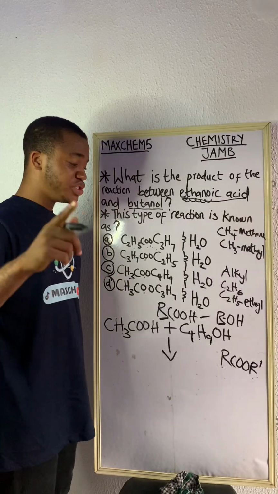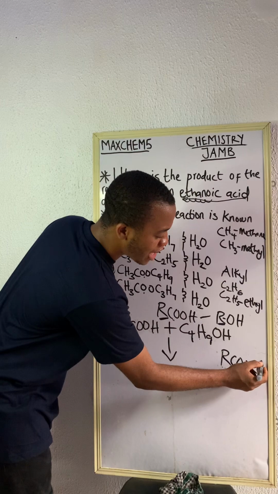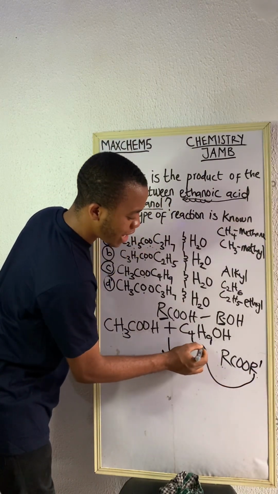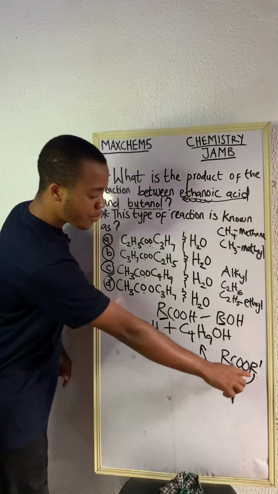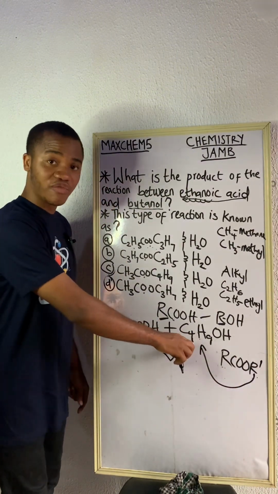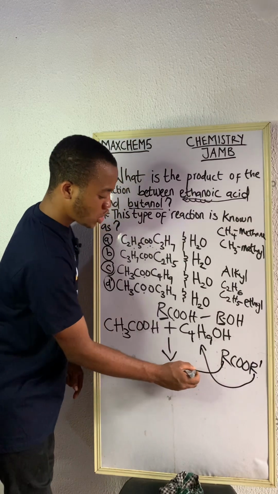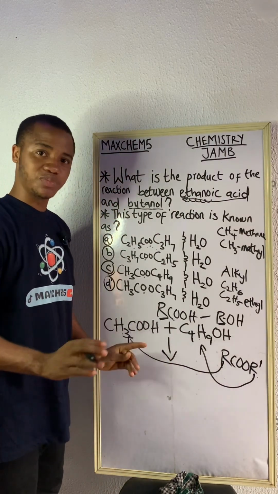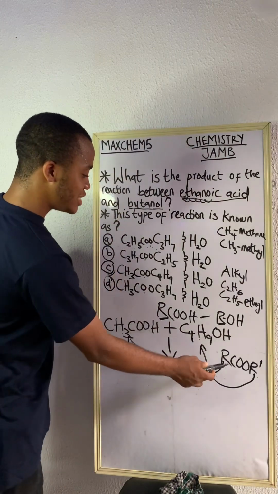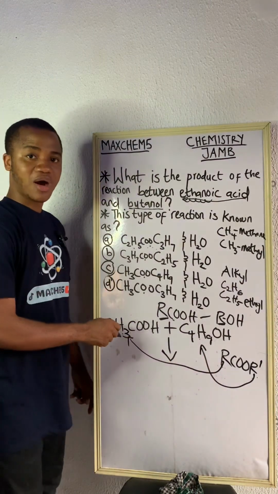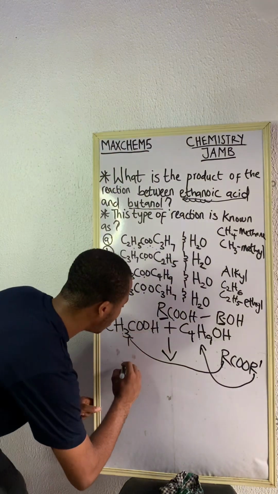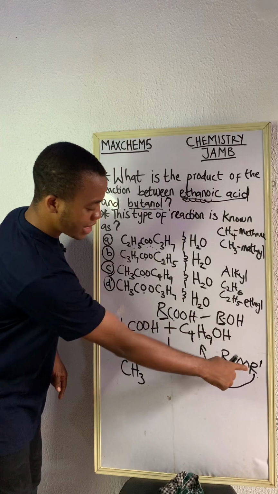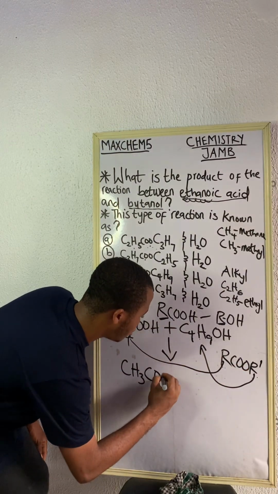Let me give you a simple trick. Always know that the R prime from the ester is always from the alkanol or the alcohol. This R prime is always derived from the alkyl group of the alcohol, while the R is always derived from the alkanoic acid. That is just so simple. So now, you are going to write this R from the alkanoic acid to get your product, CH3. Then your normal COO.